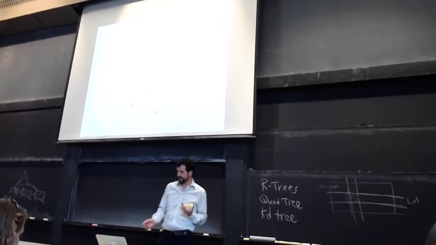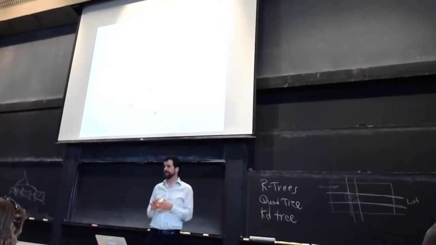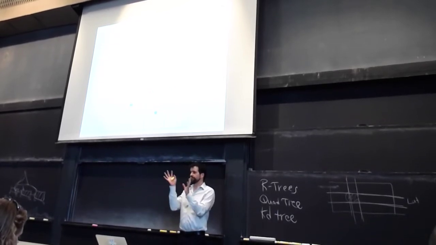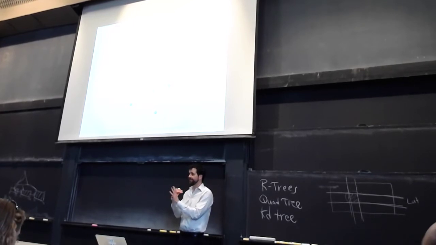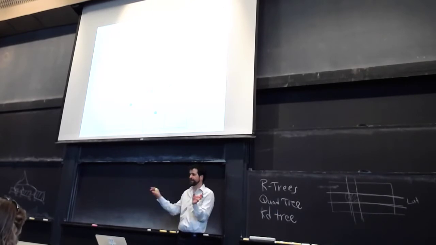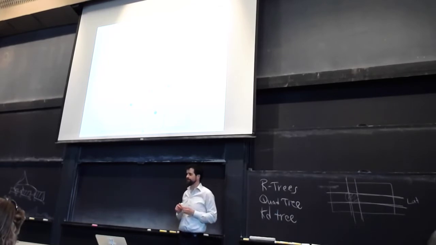And now, instead of the rectangles being defined bottom up by the locations of the data, the rectangles are just defined by recursively subdividing the entire data space. But again, I've got this tree structured index where there are rectangles at the leaves, and I can traverse down the tree in order to find the data points that are contained in those particular rectangles.